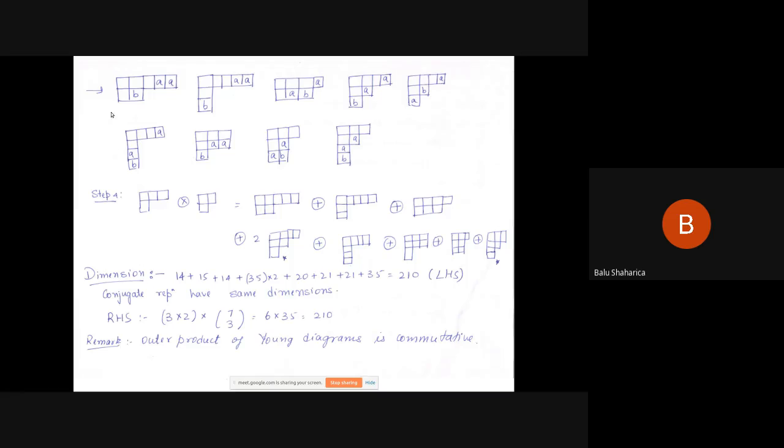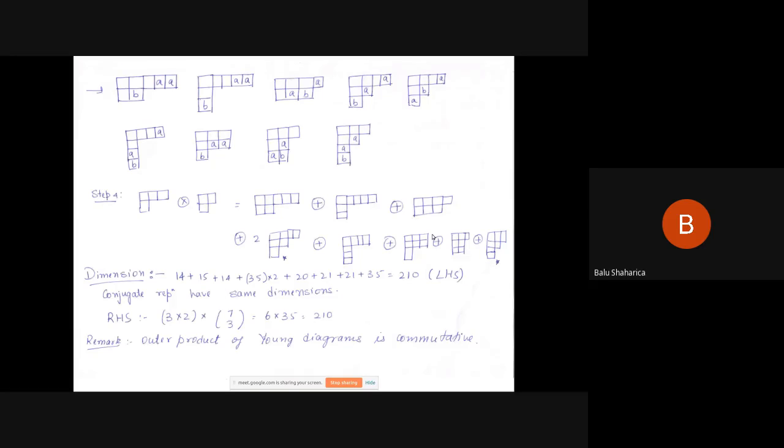So we get the set of these diagrams, and there are 1, 2, 3, 4, 5, 6, 7, 8 diagrams, and two of them are the same. These two diagrams are the same.